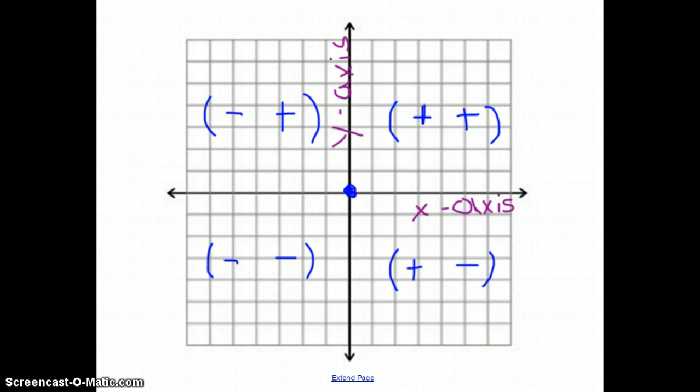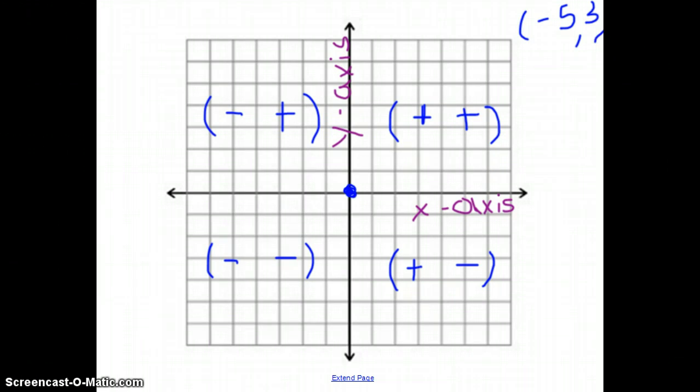So if I give you an ordered pair, based on where the positive and negative x and y values are, that is where you will graph that ordered pair. For example, if I give you negative 5, 3. Negative 5, 3. Let's look at our values and what stands for what.